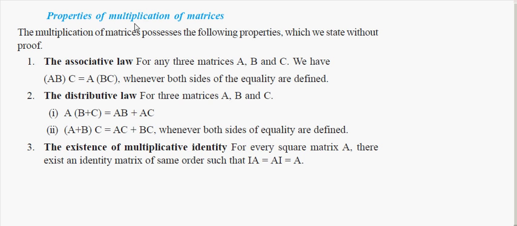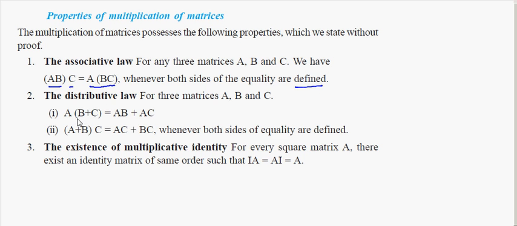Let's check out the properties of multiplication of matrices. The multiplication of matrices possesses the following properties, which we state without proof. First one is the associative law. Suppose for any three matrices, say A, B and C, we can say, if both sides of the equality are defined, that means the product AB into C is defined, and on this side A into BC is also defined, then you can say AB into C will be equal to A into BC. So that is applicable only when the product is defined.